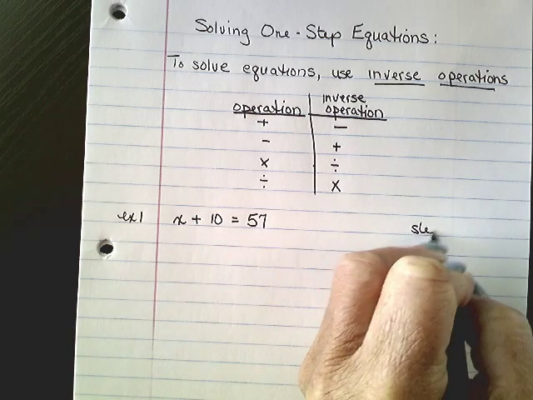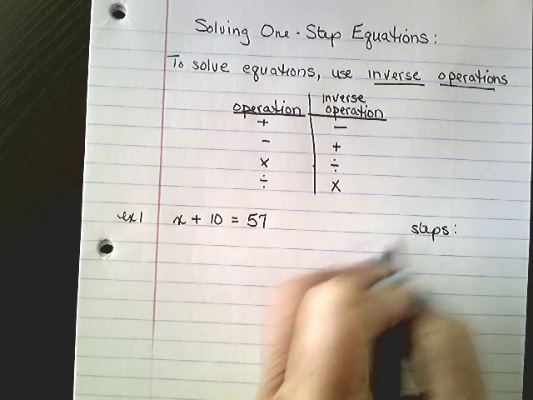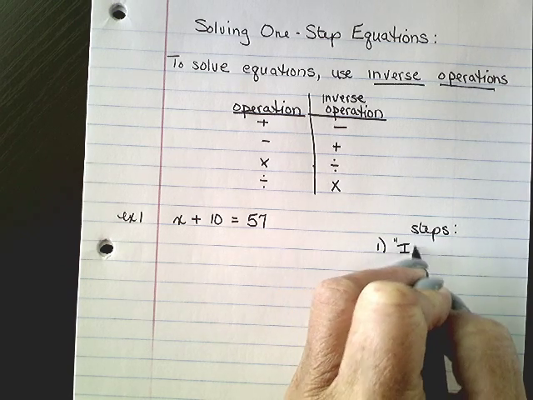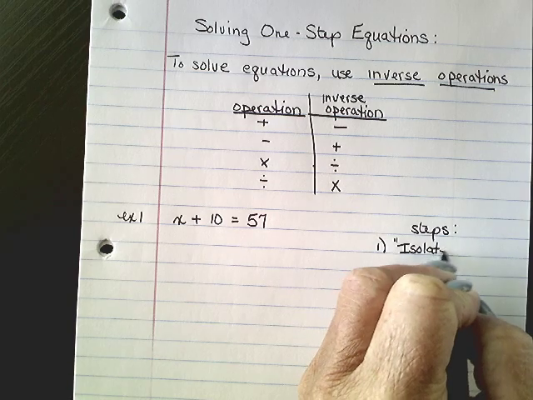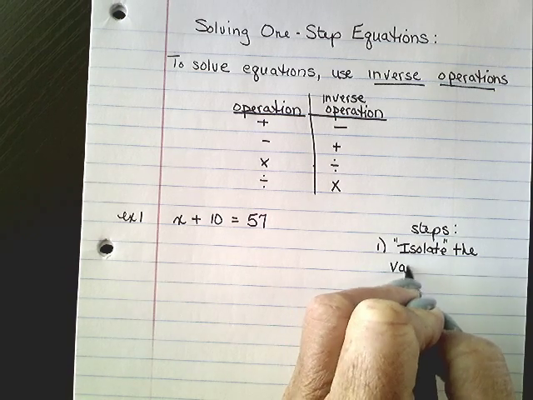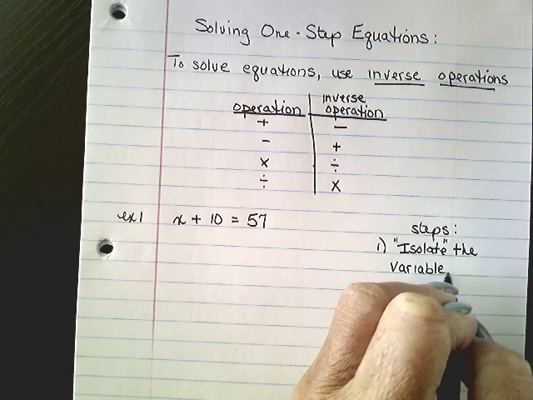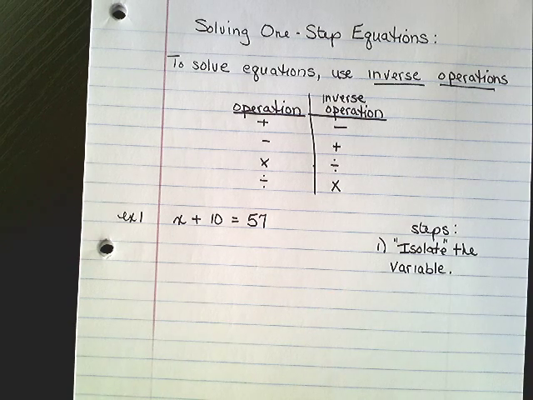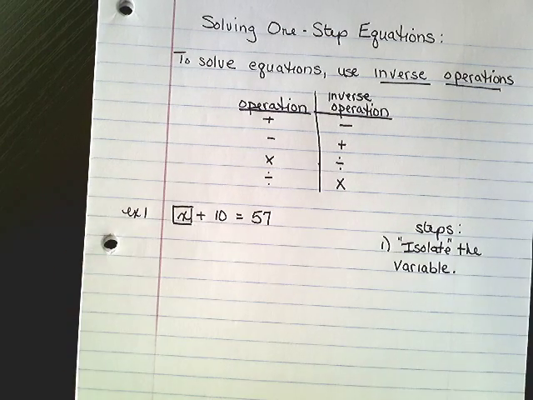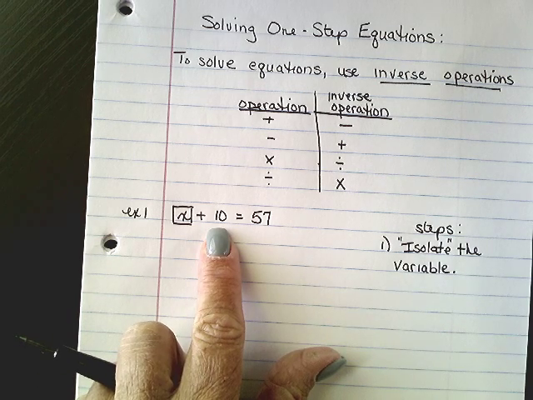Now the steps to solve. Step 1 is to isolate the variable. And to isolate means to get it alone. Isolate all by itself. Now in order to do that, here is my variable. In order to isolate that variable and get it all by itself, I need to move that 10.